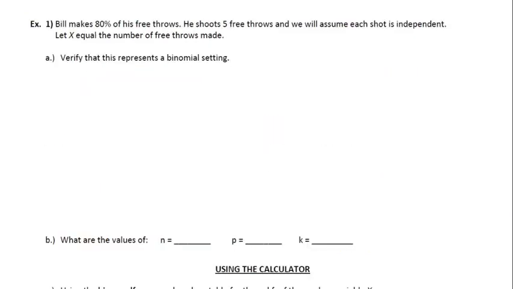So we're going to start off with an easy example here. It says Bill makes 80% of his free throws. Pretty good free throw shooter. He shoots 5 free throws, and we will assume each shot is independent. Let x equal the number of free throws made. So x is definitely a random variable. We're going to start off by verifying that x follows a binomial distribution. When it says verify that this is a binomial setting, we need to speak to each one of these conditions.